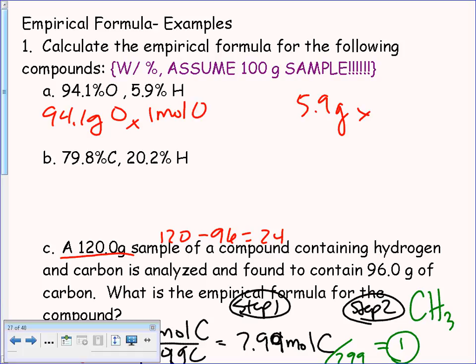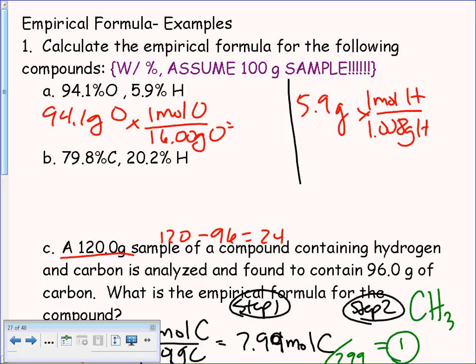So 1 mole over 16 grams. Some of us are not even looking at our periodic table anymore because we got this. We know what oxygen is. Same thing here, 1.008 grams of hydrogen. Okay? Then our calculator, what's this one? 94.1 divided by 16. So it's literally 5.88 moles. And this one? 5.85.